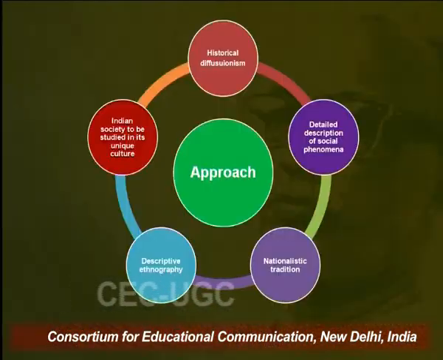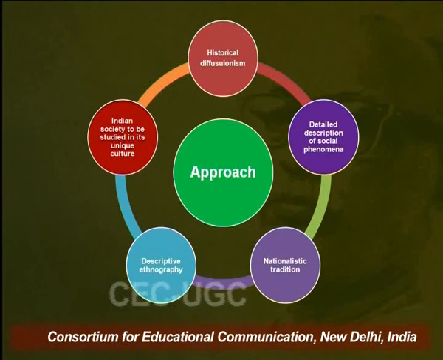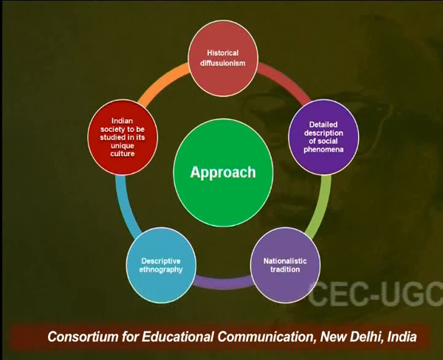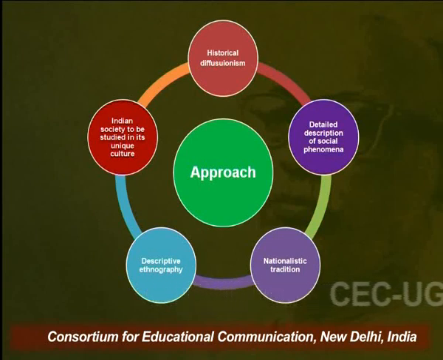So when we come to an understanding of the approach that G.S. Ghurye used in the understanding of Indian society, we can see a combination of a number of approaches. To begin with, Indian society is understood in terms of its unique culture, and this comes very close to the idea of cultural specificity, which differentiates Ghurye's contribution to sociology and anthropology from the time when people were arriving at generalizations.